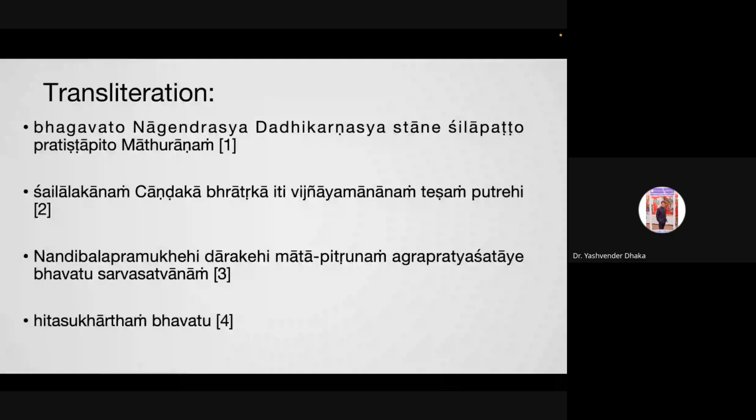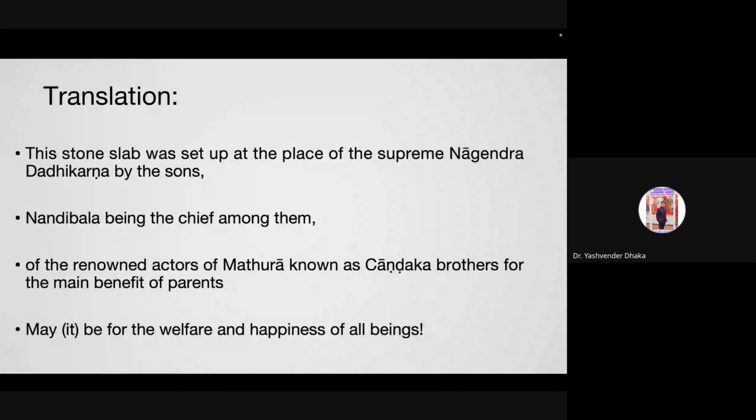So in translation, it will be easy for everybody to read. The translation goes like this. This stone slab was set up at the place of Supreme Nagendra, the Dadikarna, by the sons, Nandibala being the chief among them. The eldest one is Nandibala, of the renowned actors of Mathura. And this whole family is a group of actors. They were known in the region of Mathura as Chandaka brothers. And they have donated this inscription and this icon for the benefit of their parents.